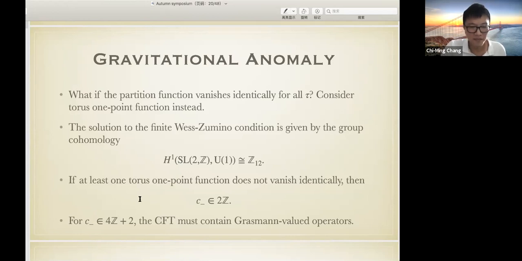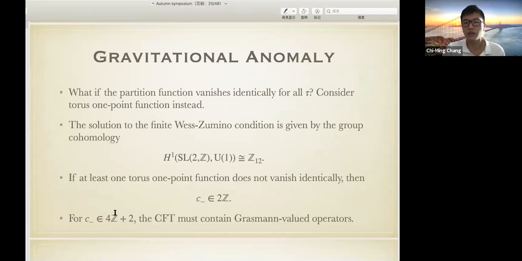Okay, so if at least one torus one-point function does not vanish identically, then we arrive at the conclusion that the chiral central charge should be an even integer. And we can further prove that if the chiral central charge is an even integer but is not a multiple of 4, then the CFT must contain some Grassmann-valued operators. You can find the proof in our paper, but I will not give the details.